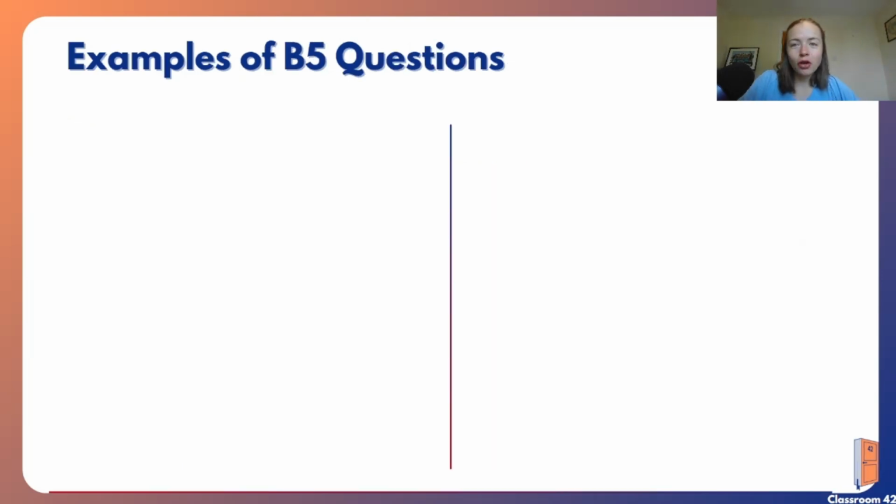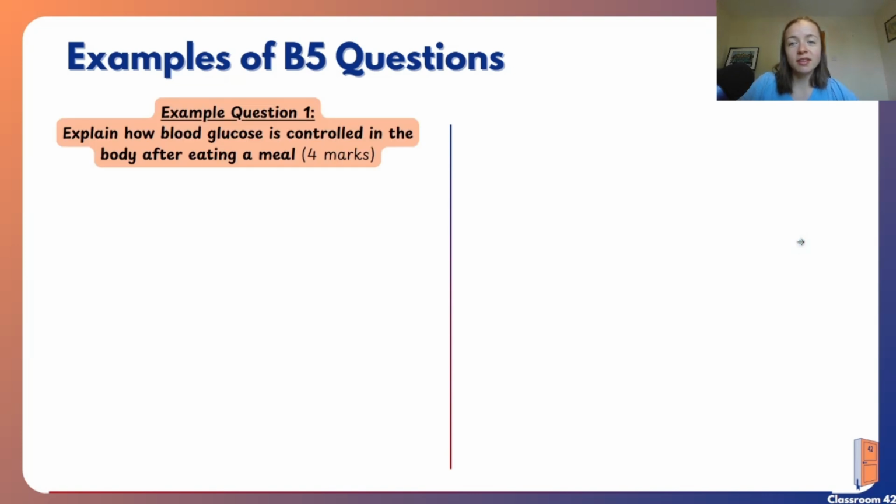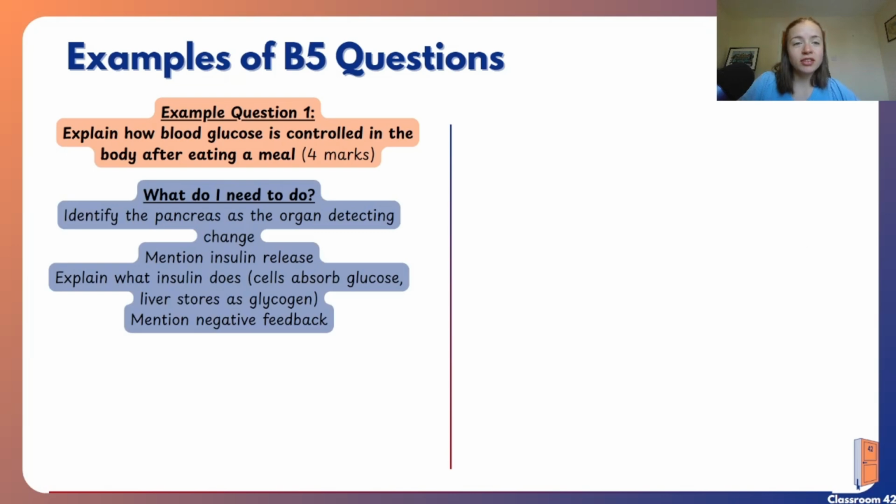Let's go through a selection of B5 questions just so you can get an idea of how we are going to apply our knowledge we've just talked about into different types of questions. So the first question here is explain how blood glucose is controlled in the body after eating a meal. So for this question, you need to think about what eating a meal does. It raises blood sugar, and how that therefore means we need to get blood sugar back to its normal level using the principle of homeostasis.